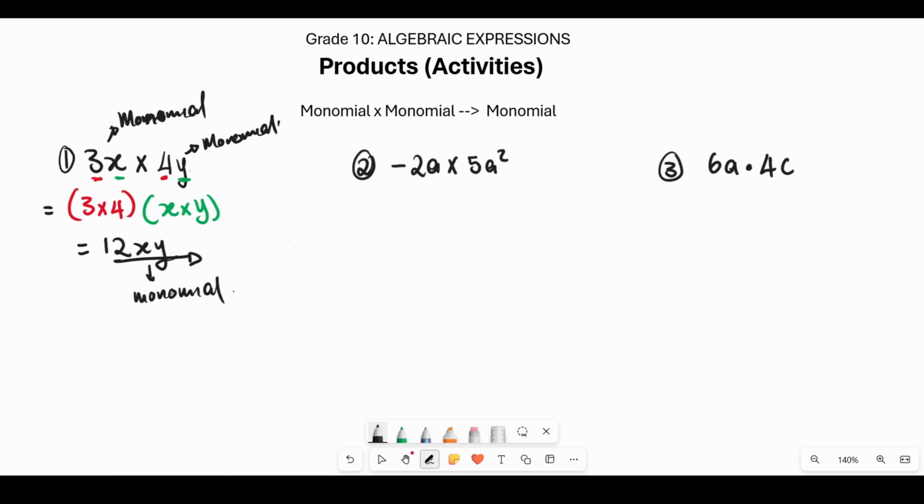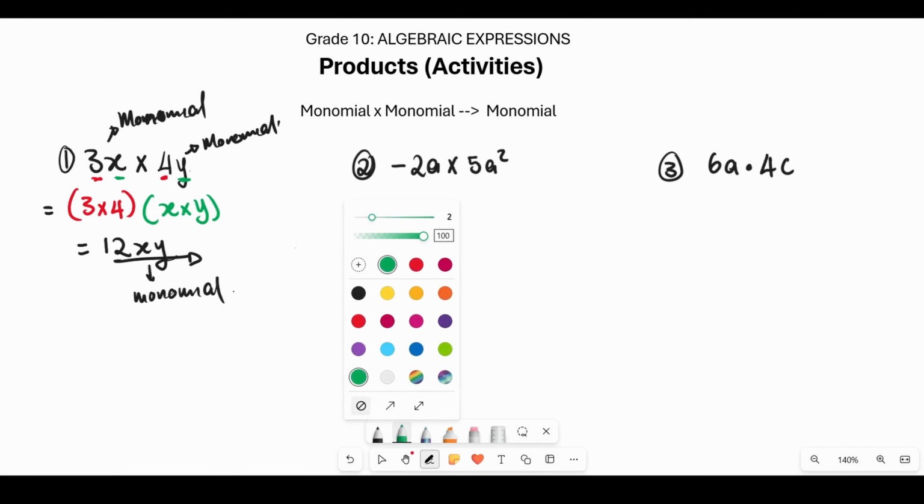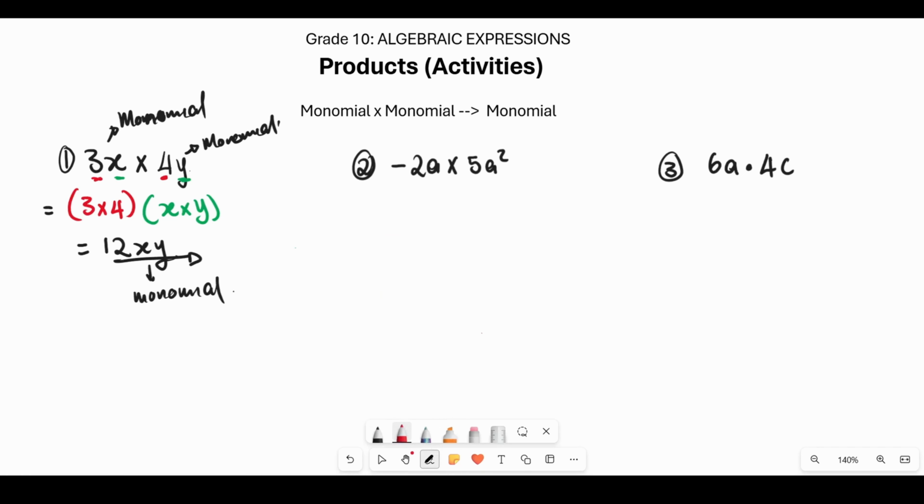And also, if you can check here, there's a multiplication sign here. So this multiplication sign turns the whole thing into a what? Into a monomial. So that is the context of multiplying a monomial with a monomial. Then let's go to the second one. Remember, coefficient first, which is going to be -2 multiply 5.